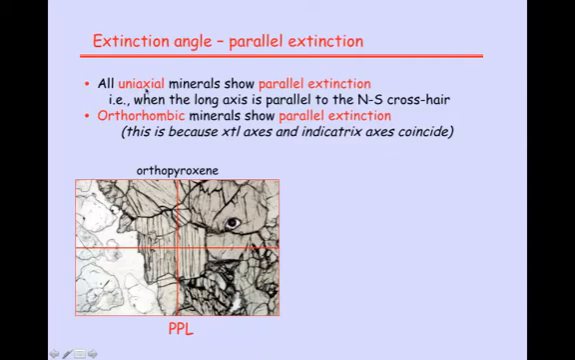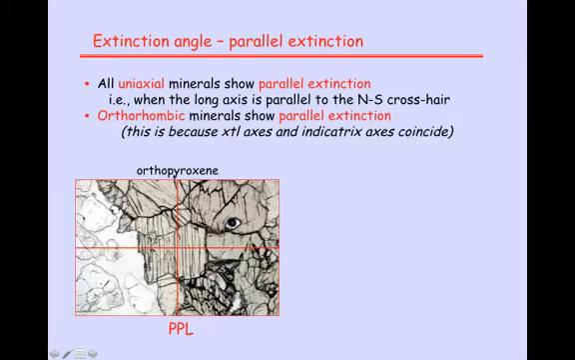All uniaxial, uni meaning one, uniaxial minerals show parallel extinction like the quartz. So when the long axis is parallel to the north-south crosshair, it's going to be extinct, and then every 90 degrees, so when it's oriented east, south, and west as well. And orthorhombic minerals, and we'll get to the crystal systems, show parallel extinction, and that's because this crystallographic axis and the optical axes, the indicatrix, coincide.